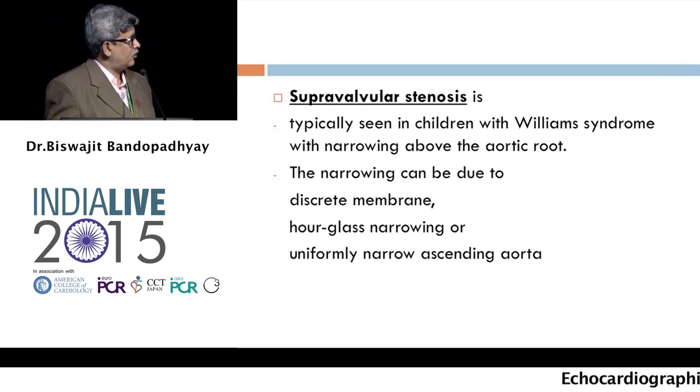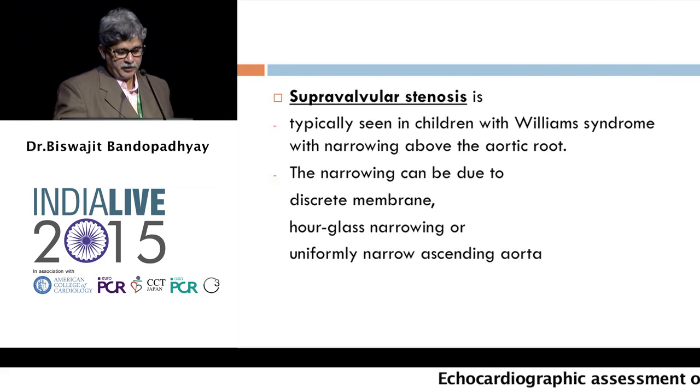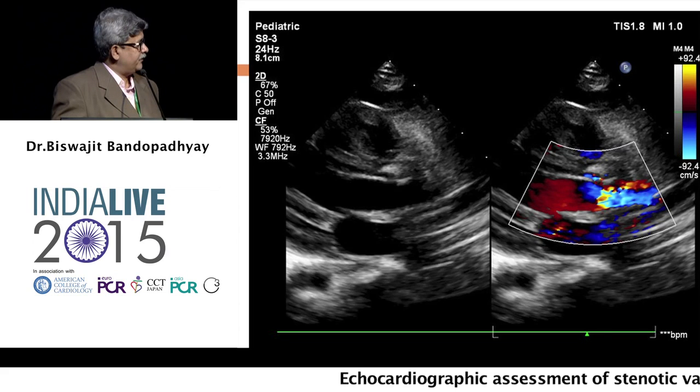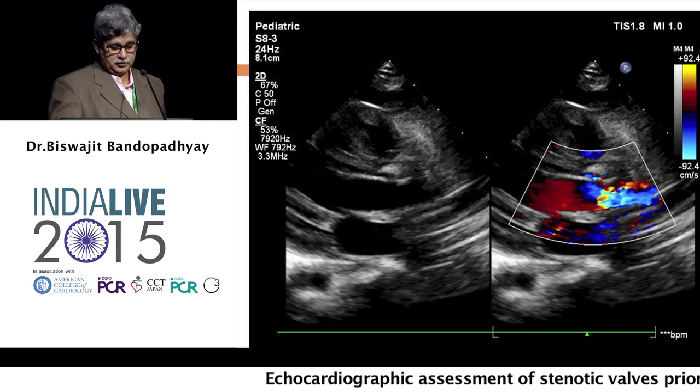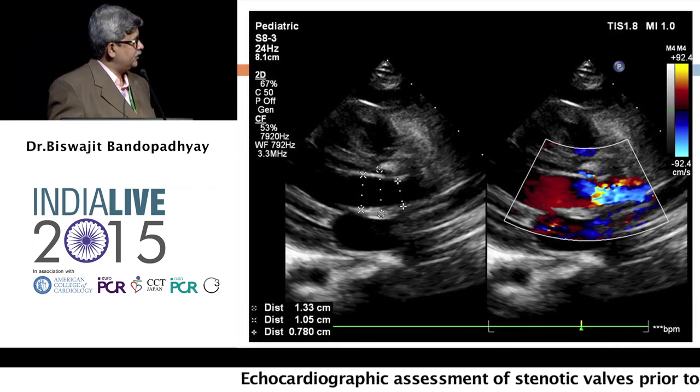Supravalvular stenosis is also a subset of patients which cannot be dealt with by balloon angioplasty, and is typically seen in children with Williams syndrome, with narrowing above the aortic root. The narrowing can be due to a discrete membrane, hourglass narrowing, or a uniformly narrow ascending aorta. So that's the aortic valve, and we can find the supravalvular narrowing in this particular area. So that's how you measure the whole thing. This is the valve root, and this is the supravalvular area.